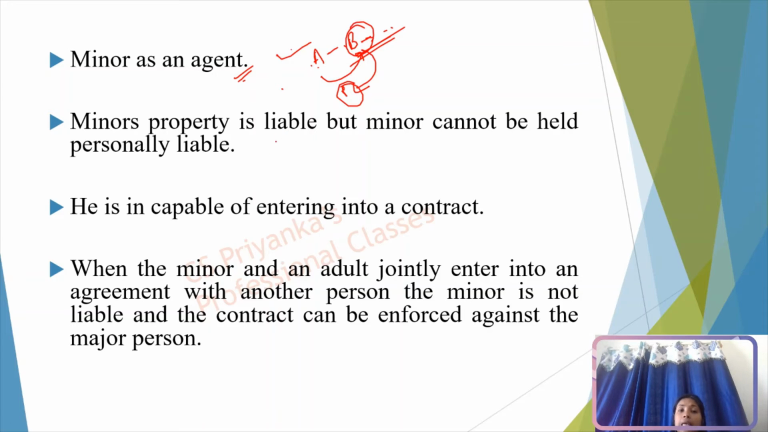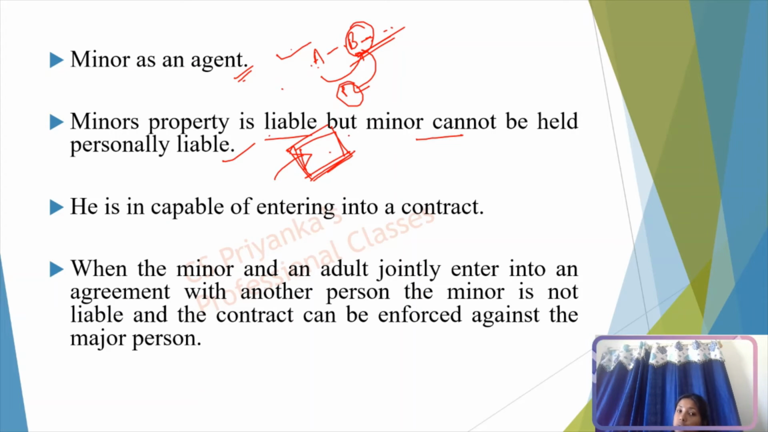Minor's property is liable, but the minor cannot be held personally liable. In case a minor is an orphan, got it? He has a property. So all the legal cases relating to that property will continue like that only, because the property has no problem. So the minor's property is liable.